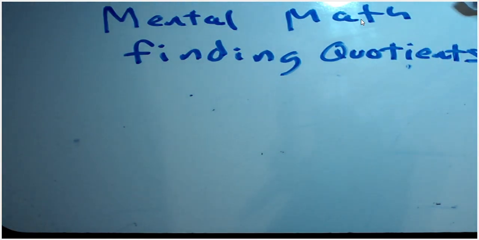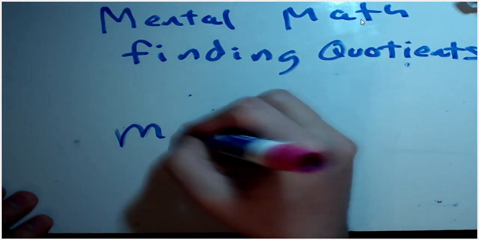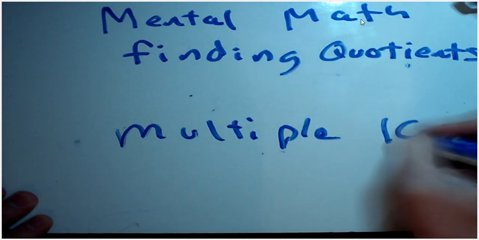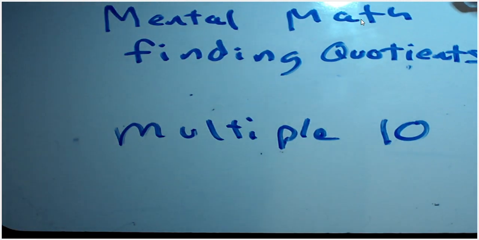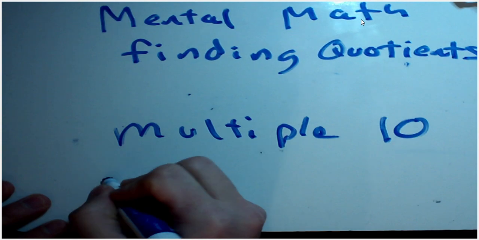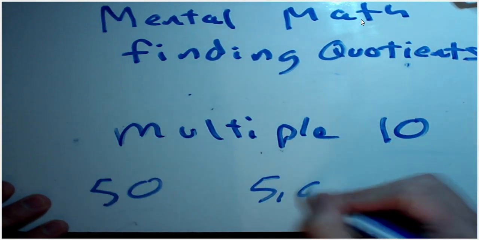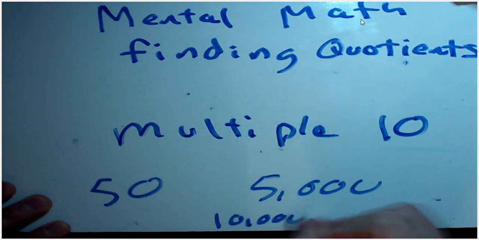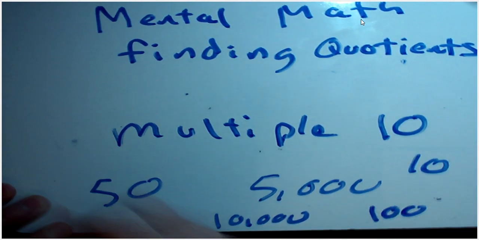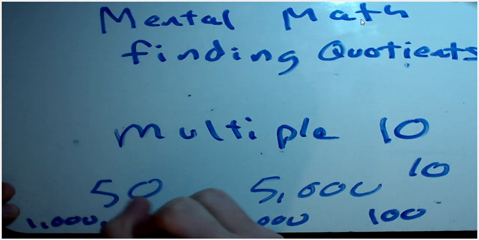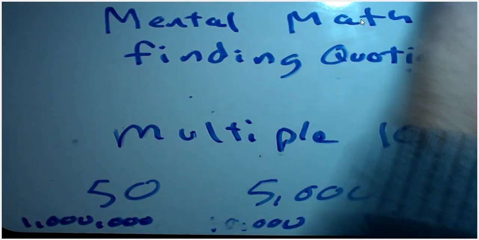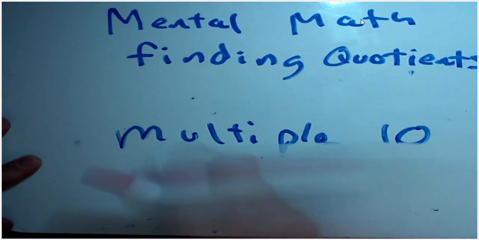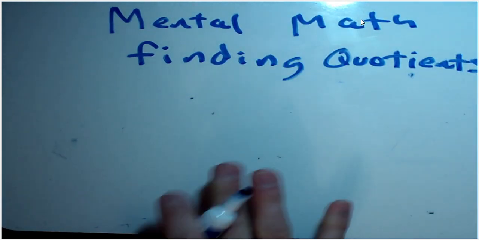So today you're going to be getting some problems that have those multiples of 10. Just a review of what a multiple of 10 is: a multiple of 10 is any number that ends in a 0. So numbers like 50, 5,000, 10,000, 10, 100, 1,000,000 dollars, all multiples of 10. You could take a number times 10 to get to that number.